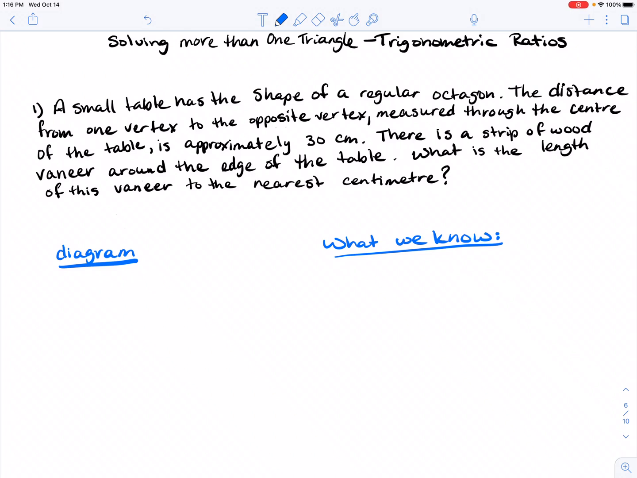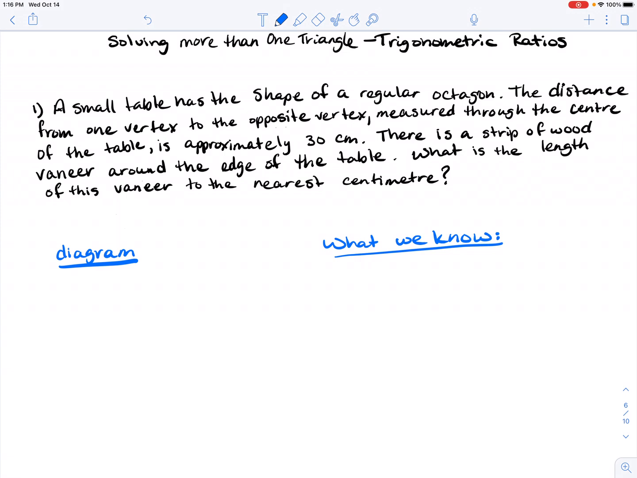Welcome to the tutorial on solving more than one triangle using trigonometric ratios. These could be 2D or 3D objects that we're looking at. The first one we're looking at is a small table that has the shape of a regular octagon. The distance from one vertex to the opposite vertex, measured through the center of the table, is approximately 30 centimeters.